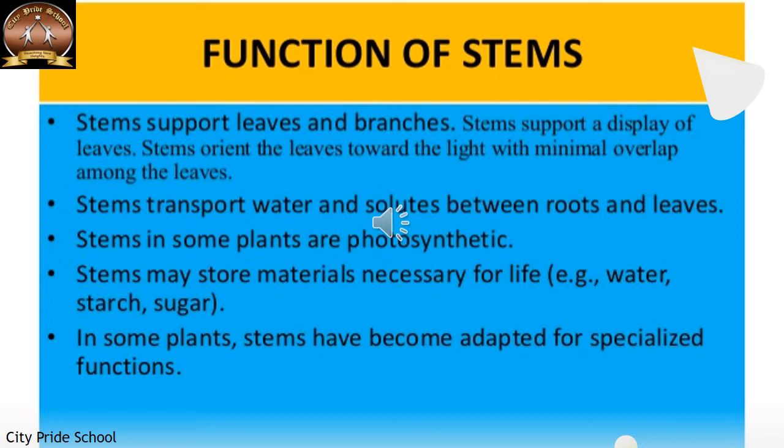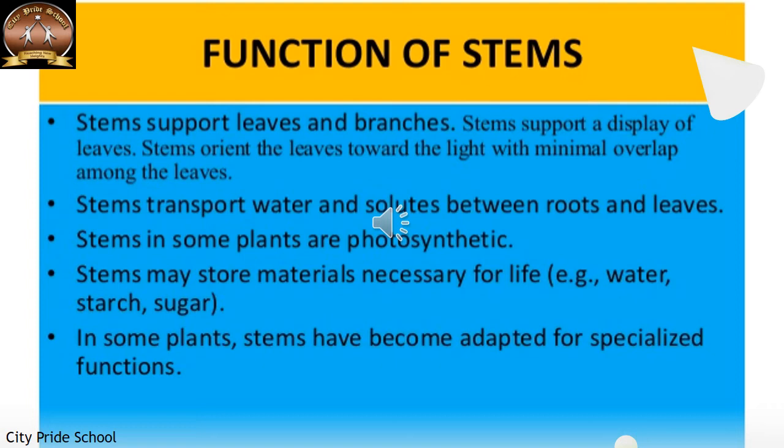Sometimes the stems of herbs, as we discussed, are green in color. So all these green parts of the plant are photosynthetic. They are capable of producing food. Since they have chlorophyll and are present in the sunlight, they are all photosynthetic. They may also store food whenever necessary. Like water, starch, and sugar are also stored in these stems.